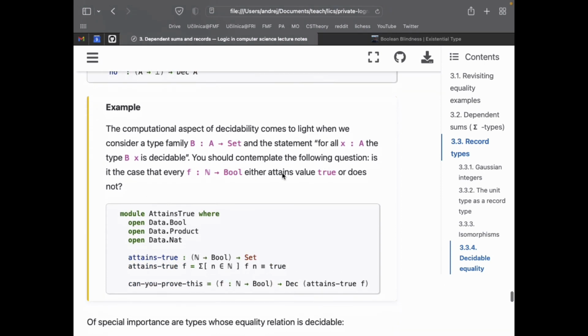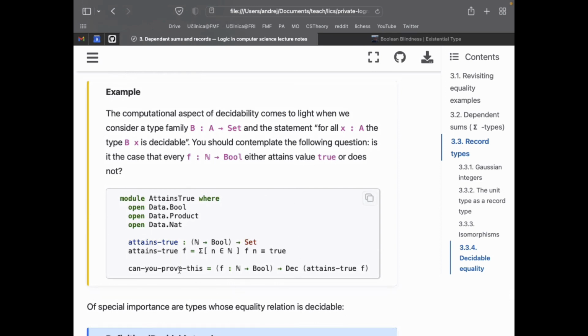So here is an example. Here is a type which depends on a function. So take a function f from n to booleans. So this is an infinite sequence of bits. This is the type which has an element. What's an element? It's a natural number n together with the proof that f of n equals true. So it's reasonable to call this attains true. Attains true of f means f is true at some argument, somewhere it's true.